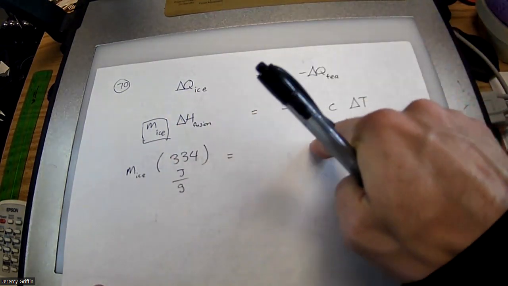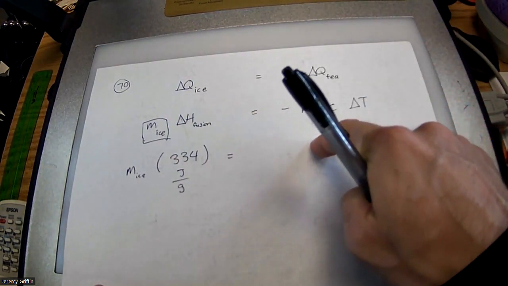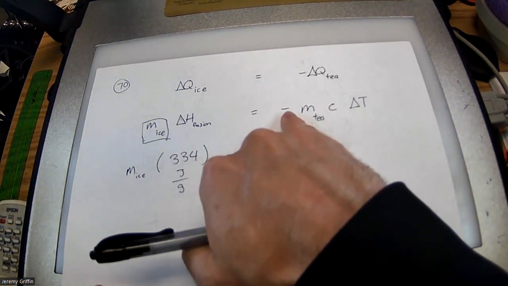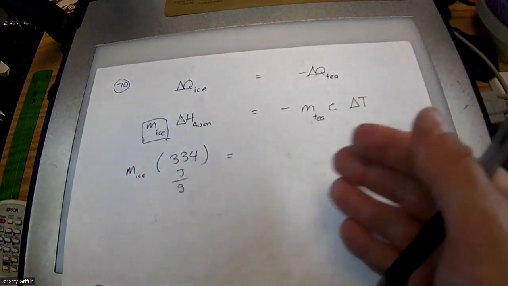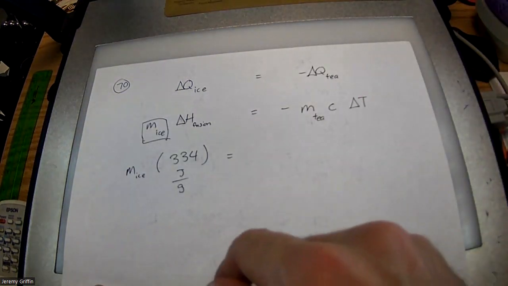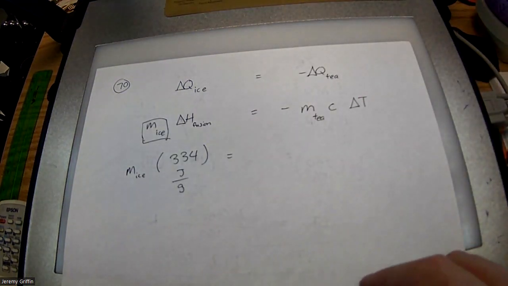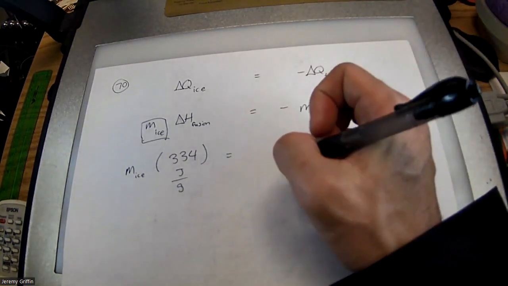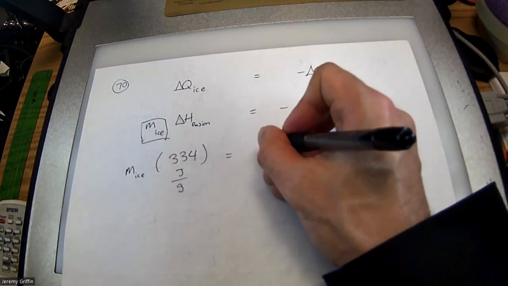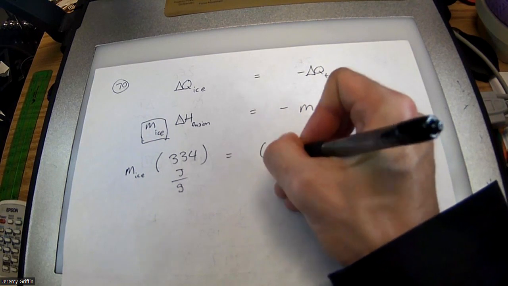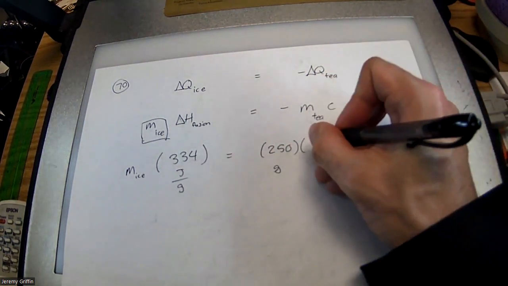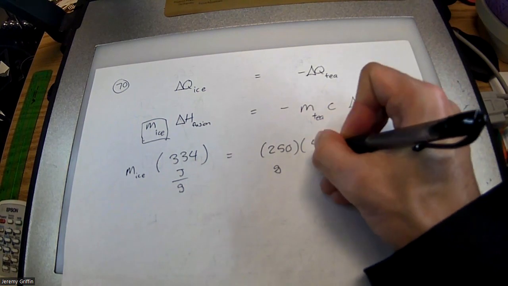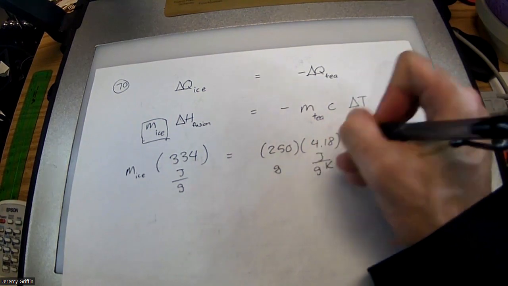Then on the other side, mass of the tea. Oh, did I tell you guys why I did a negative? Because whatever energy was lost by the tea is exactly picked up by the ice if it's a closed system. So it's like an import-export thing, right? So mass of the tea, I have 250 grams. Specific heat capacity of, well, tea water would be 4.18. That's joules per gram Kelvin.